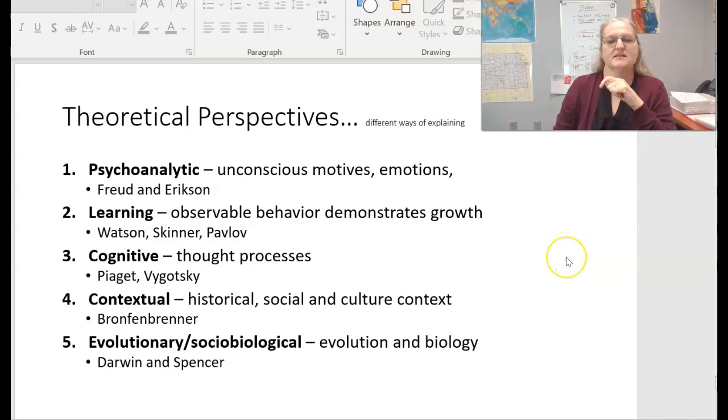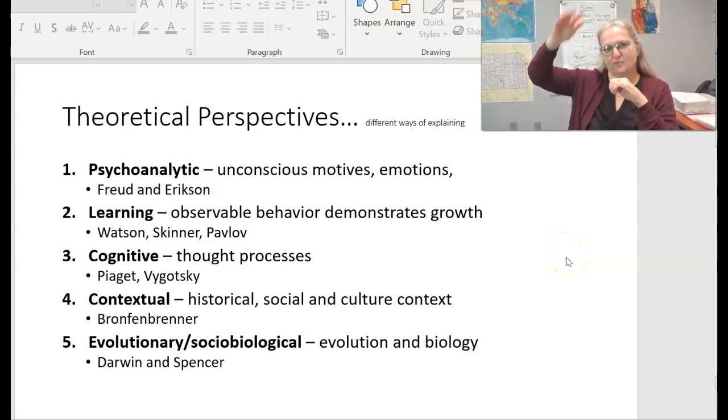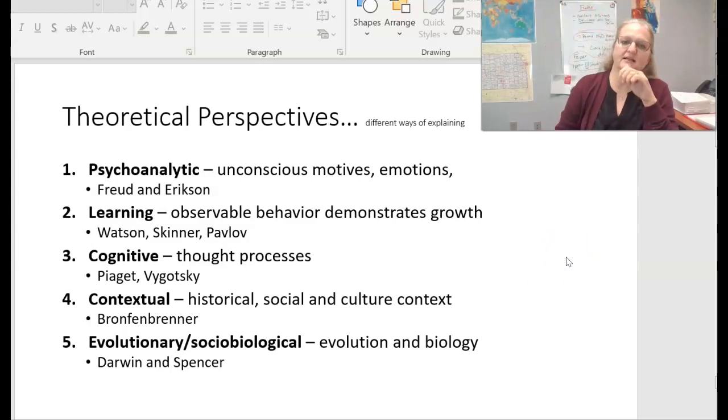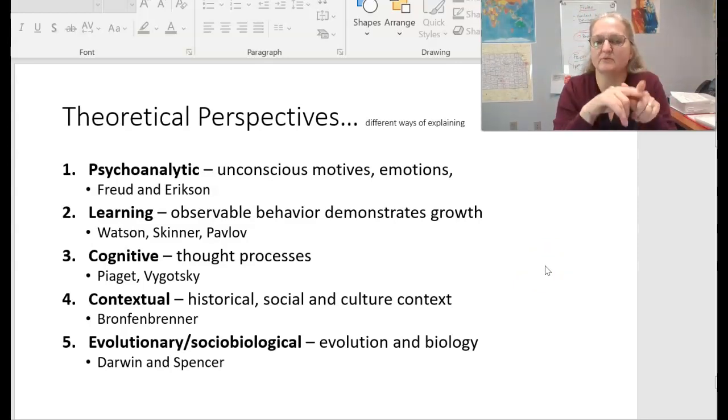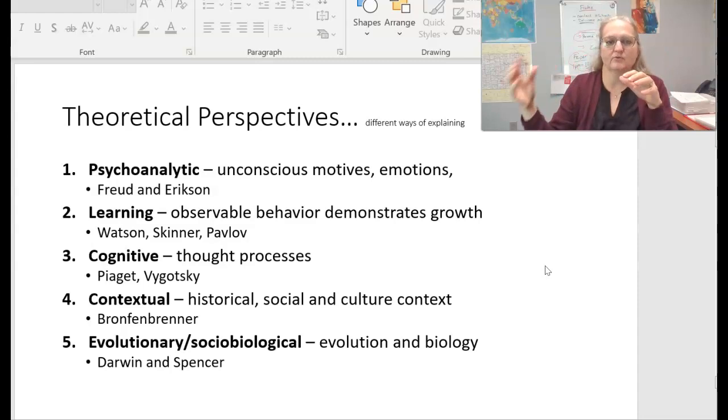Then cognitive psychologists. I often say these guys are kind of more abstract, kind of over your head. So cognitive is a really important term. Hopefully you remember that from your psychology class too. Cognitive refers to thinking and mental processes. So this perspective focuses on how our thinking, how our mental processes change and grow over the course of our lifetime. The next group of theories are the contextual.